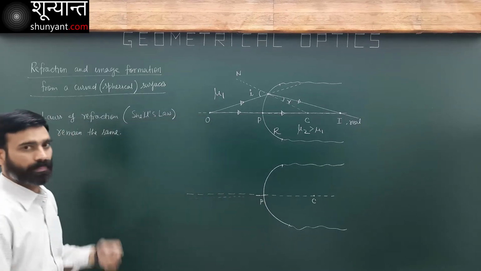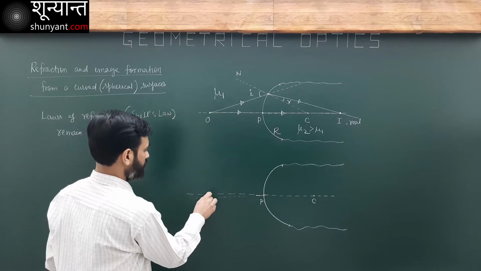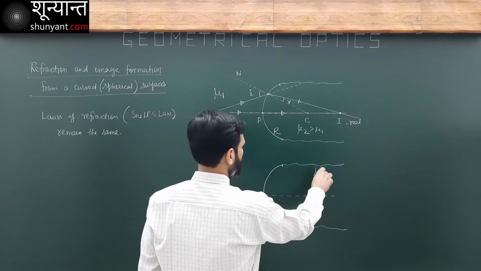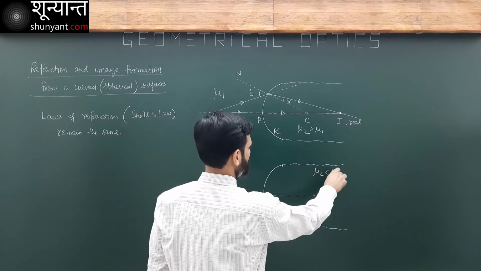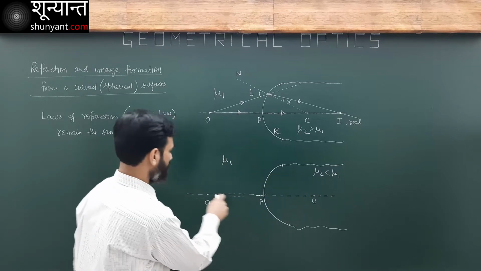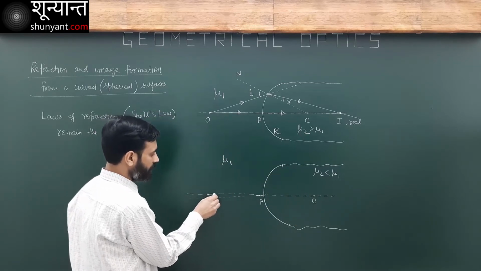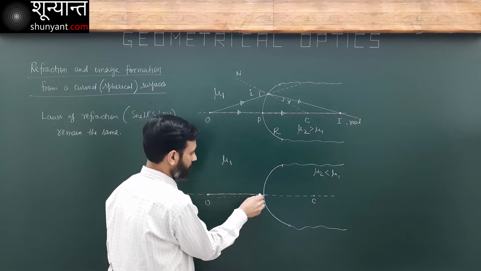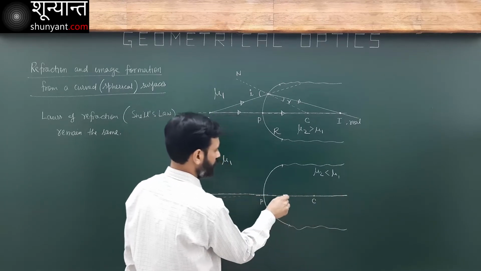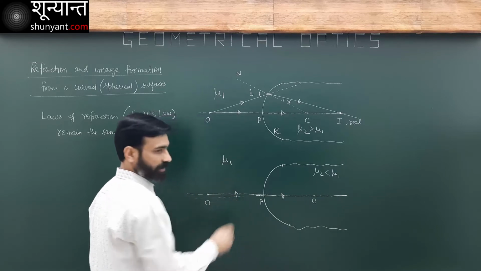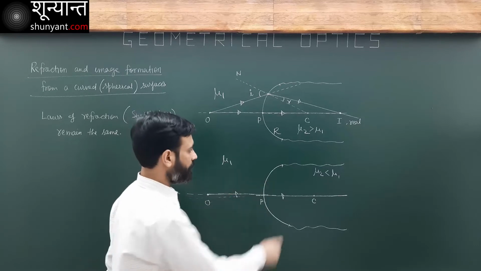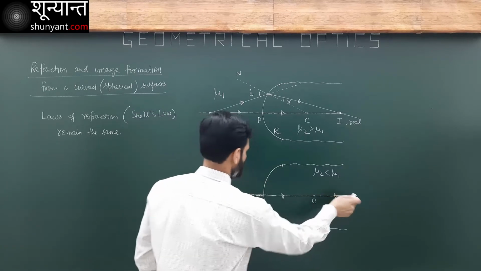Makes sense? Now, my object is kept here. This is my object. This is mu1. This is mu2. This mu2 is, let's say, less than mu1. So this becomes the denser medium, and this becomes the rarer medium. I want to locate the image. I will take one light ray here. It passes undeviated. It is incident along the normal. The principal axis is a normal axis, so a light ray along the principal axis goes undeviated. It goes to the other side here, refracted.